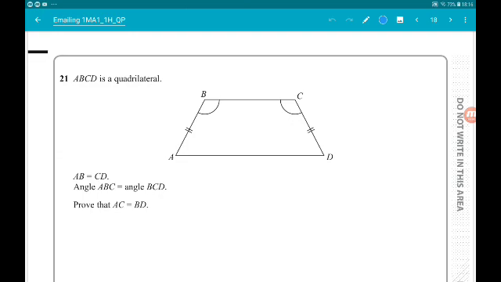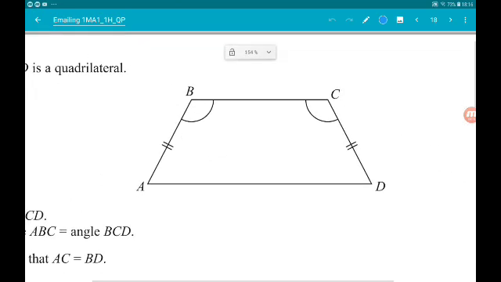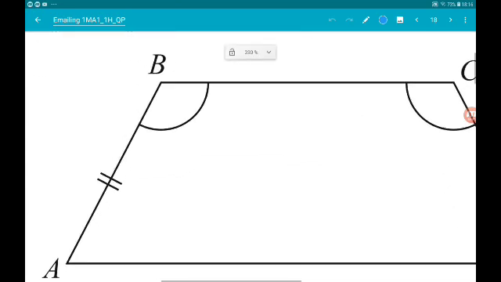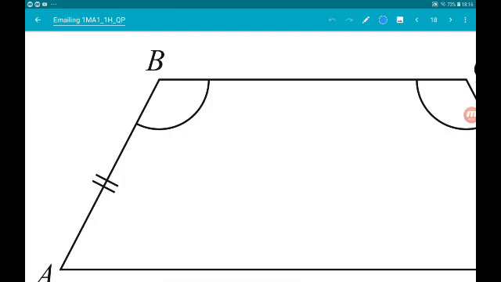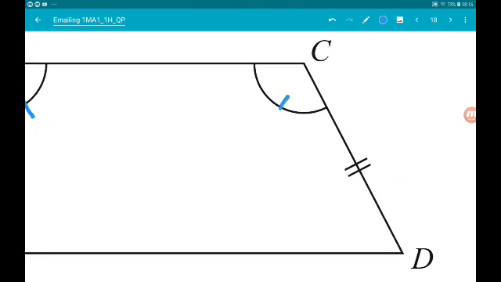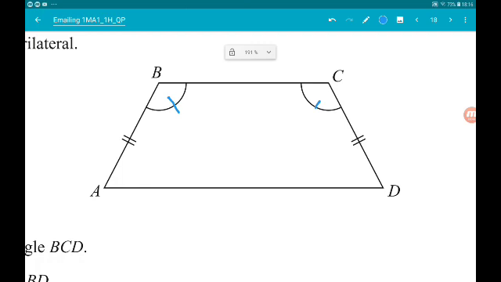So, ABCD is a quadrilateral. We're told that AB is equal to CD, which is shown to us with 2 dashes on each line. We are also told angle ABC is equal to angle BCD. So ABC is this angle. We can show that they're equal to BCD by putting little dashes. We want to prove that AC is equal to BD.